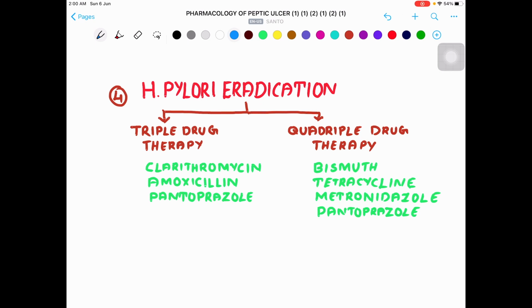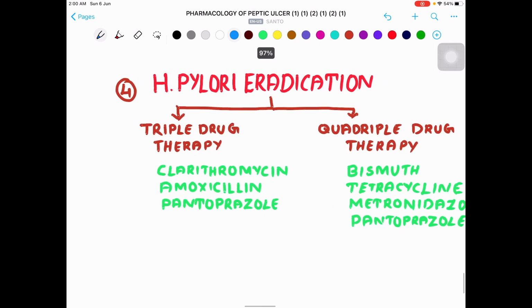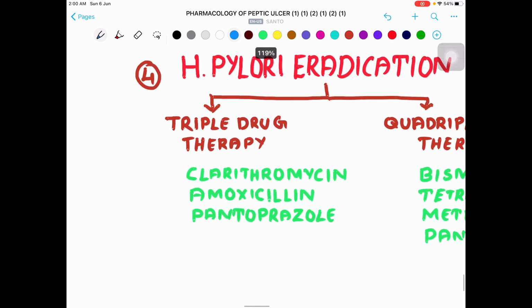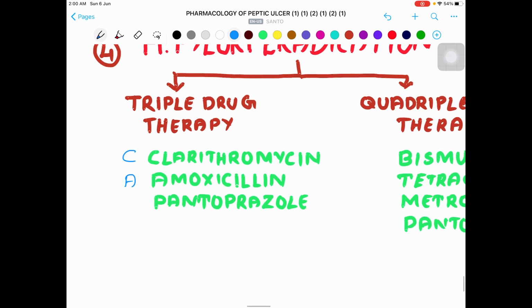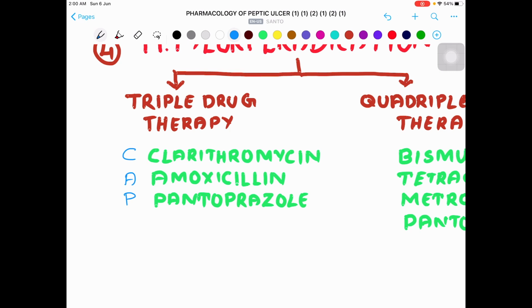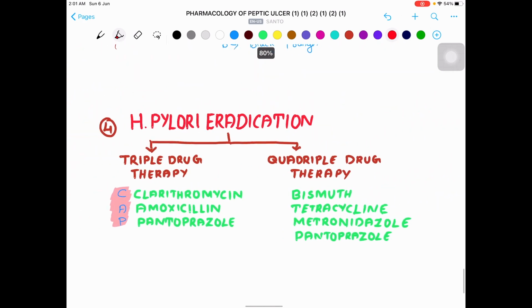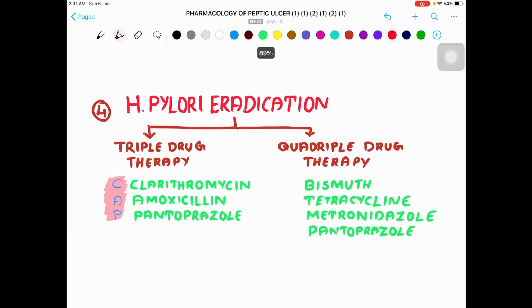The last is H. pylori eradication. We have already discussed this in the previous video. We have the triple drug therapy regimen and the quadruple drug therapy regimen. Triple drug therapy includes clarithromycin, amoxicillin and pantoprazole. For easy remembering, we can make a mnemonic called CAP. So the CAP drugs belong to triple drug therapy: clarithromycin, amoxicillin and pantoprazole, or any other PPI. Quadruple drug therapy includes bismuth, tetracycline, metronidazole and pantoprazole.